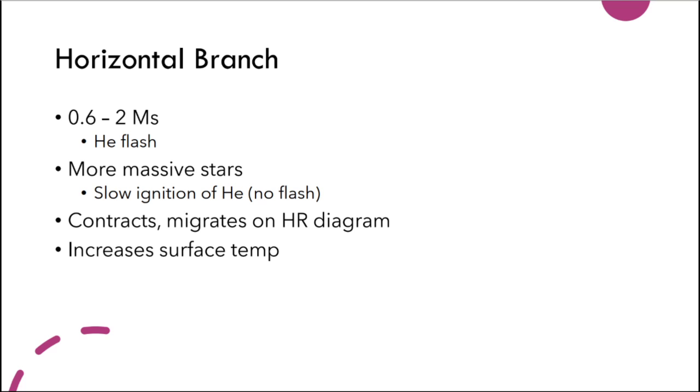Now the star contracts and it migrates on the HR diagram, and it also increases in surface temperature. And the hydrogen fusion and the total energy release of the star decreases after this stage, after the helium flash occurs.